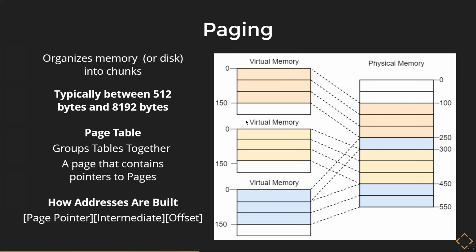One way that we achieve this, and probably the most common, is through paging. It organizes chunks of memory into separate pages, which are typically between 512 bytes and 8 kilobytes. So what that means is often when I need to store some data.